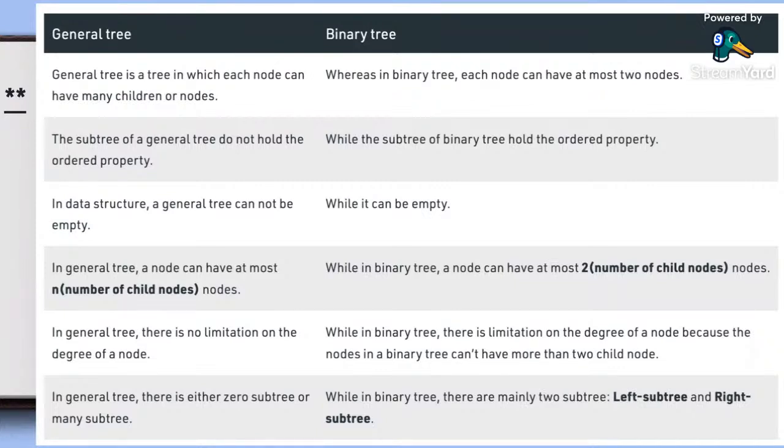Yes, yes. Okay. In data structure, a general tree cannot be empty, while a binary tree can be empty. Okay, I don't know what that means. In general tree, a node can have at most n number of child nodes, while in a binary tree, a node can have at most 2 number of child nodes.